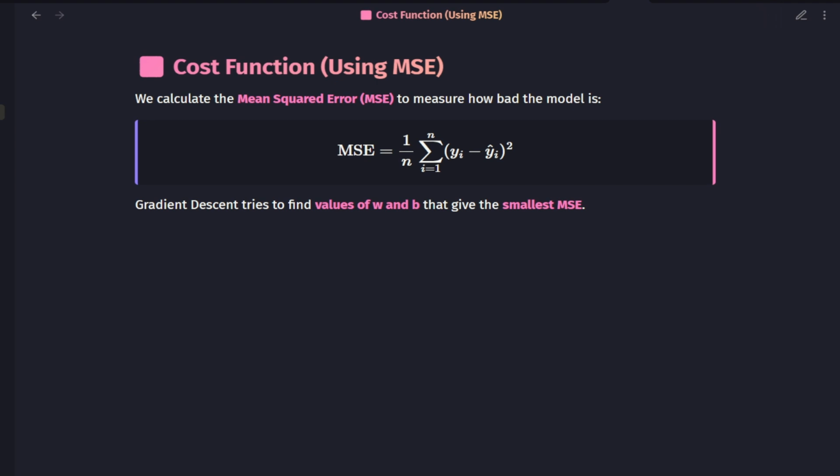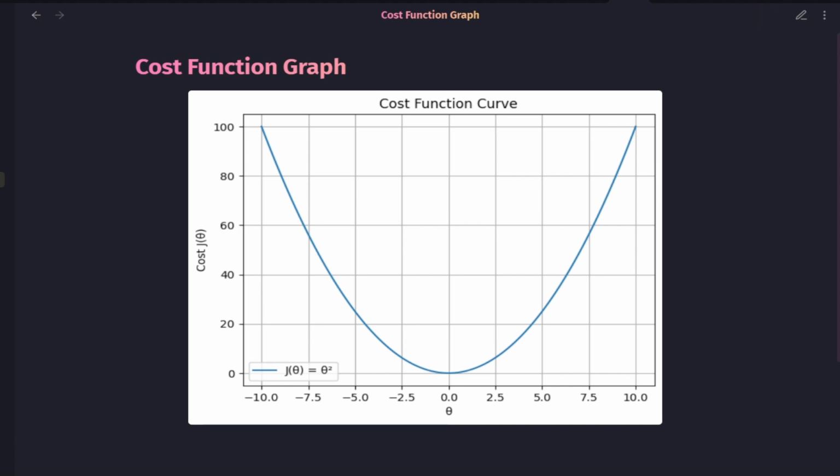To understand this better, let's move on to the next topic, cost function curve. This graph shows how the cost function changes as we adjust the parameter theta. As you know, we use two parameters in linear regression, weight and bias. But here, for now, we will understand it using just one parameter. So the curve is shaped like a bowl called a parabola, and the lowest point represents the minimum error. Our goal in gradient descent is to reach that bottom point by taking steps downhill, meaning we keep changing theta to reduce the cost. The closer we get to the center, the better our predictions become.